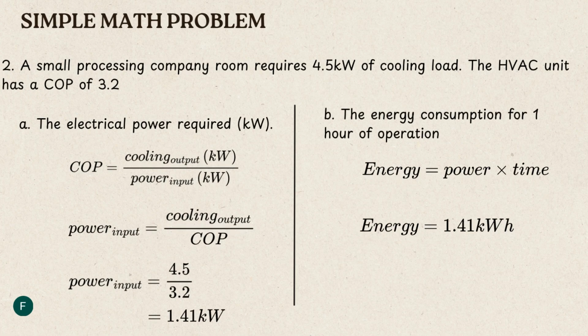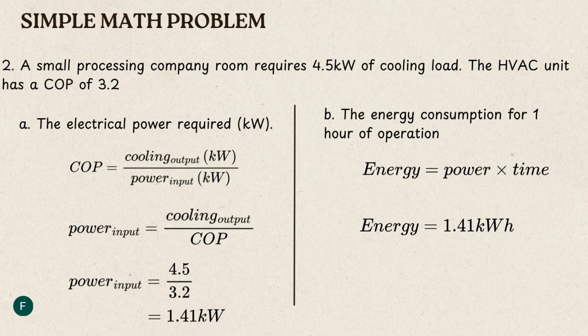For the second problem, the room requires 4.5 kilowatt of cooling and the HVAC system has a COP of 3.2. Part A, electrical power required. The COP formula is cooling output divided by power input. To find the power input, I rearrange the formula so that power input equals cooling output divided by COP. So, 4.5 divided by 3.2 gives 1.41 kilowatt.